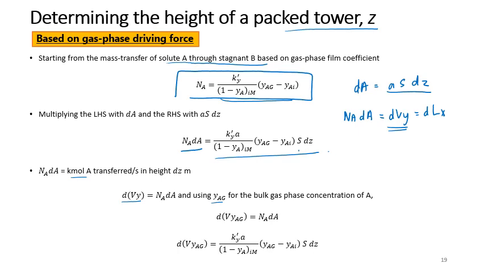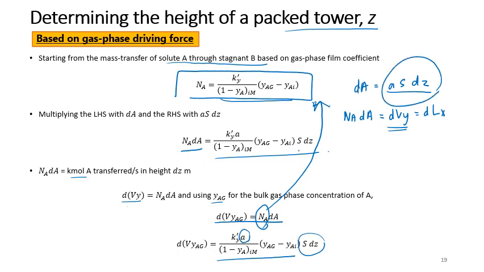Okay, Y is actually in terms of solute A. So here you replace the Y with YAG, and then NA is equal to this equation. So you substitute NA here and then S dz, and also you have A suddenly here because of this. Okay, and here also you have seen the KYA.